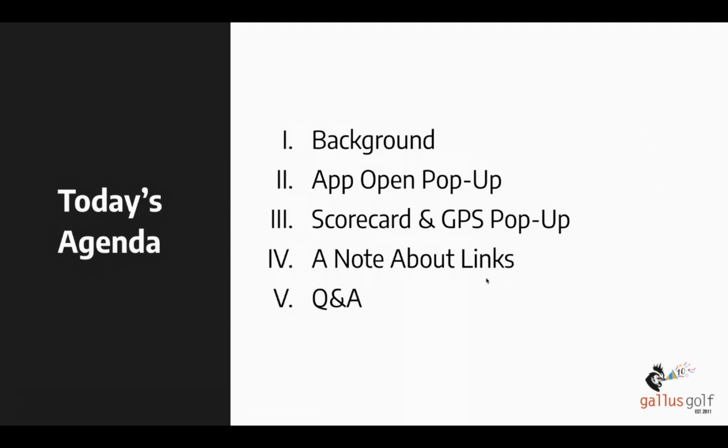All right. So our agenda for today is we're first going to talk about some background on our Popups module, really just give you a good foundation on what it's capable of and what you can use it for. And then we're going to go into some actual specific examples. We're going to break it down into the app open Popups and the scorecard and GPS ones, a couple of creative ideas there. We'll also give you some out of the box ideas that we have on some creative ways you can use this to your advantage. Then we'll talk a little bit about the importance of links in Popups. And if we have some time at the end, we'll do a little bit of a Q&A.